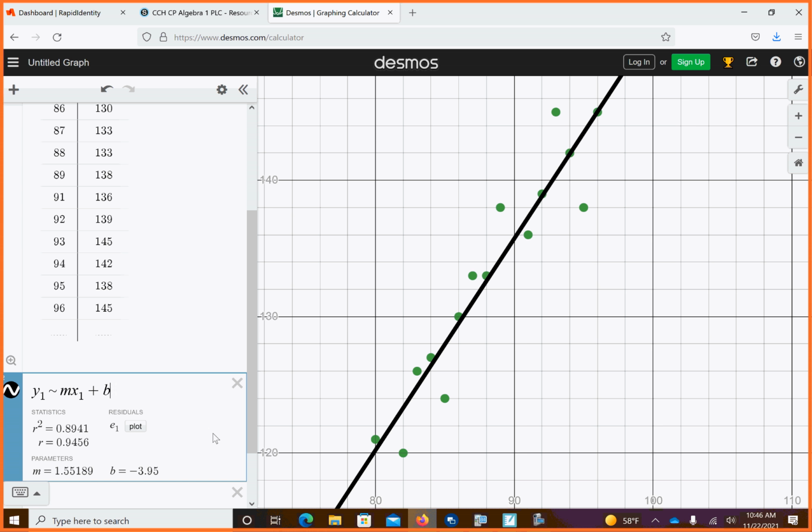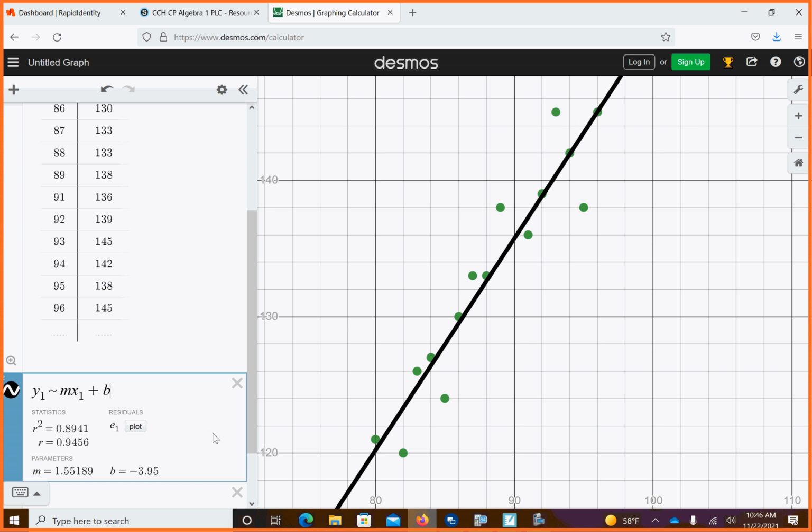We have an R value that is 0.9456. Think of that as like getting a 94.6% on a test. That's pretty good. So our data follows a pretty good pattern. It seems to show there's a correlation here. Okay? So our R value is pretty good.